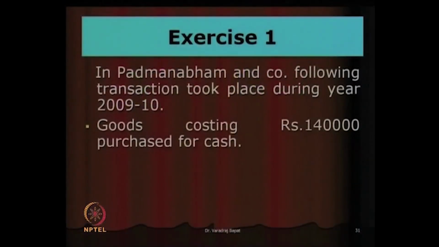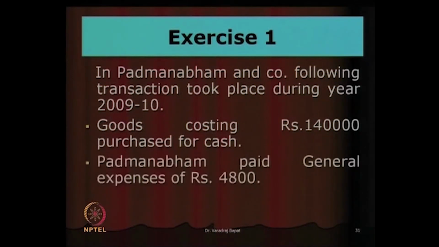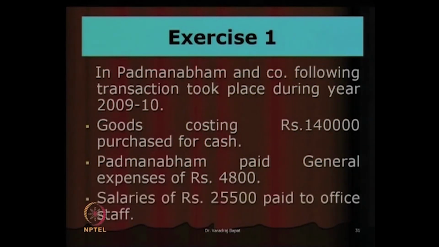So, as you can see here, in Padmanabhan and Company, the following transactions have happened during year 9-10. Goods costing rupees 1,40,000 were purchased. General expenses of 4,800 are paid. Salaries of 25,500 paid to office staff.